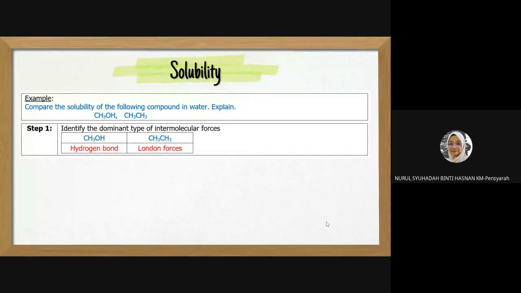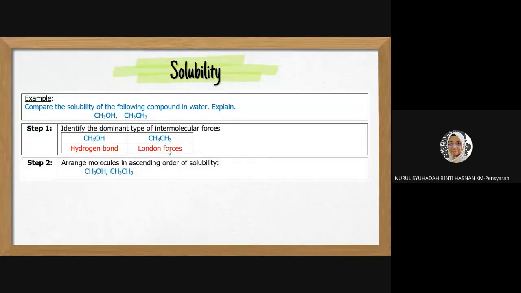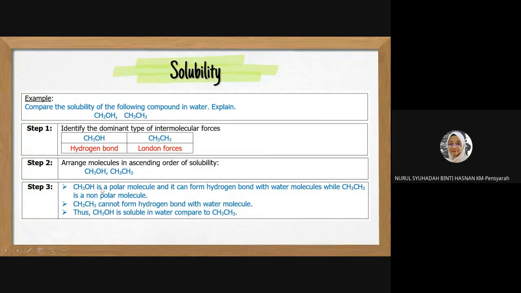Okay, so ini adalah contoh when we have CH3OH and CH3CH3. Okay, so methanol ada hydrogen bond, CH3CH3 cuma ada London forces. Okay, jadi untuk solubility kita akan kata CH3OH is a polar molecule and it can form hydrogen bond with water molecule, while CH3CH3 is a non-polar molecule and cannot form hydrogen bond with water molecule. So CH3OH is soluble in water compared to CH3CH3. So macam tu je lah kita akan tengok dia.